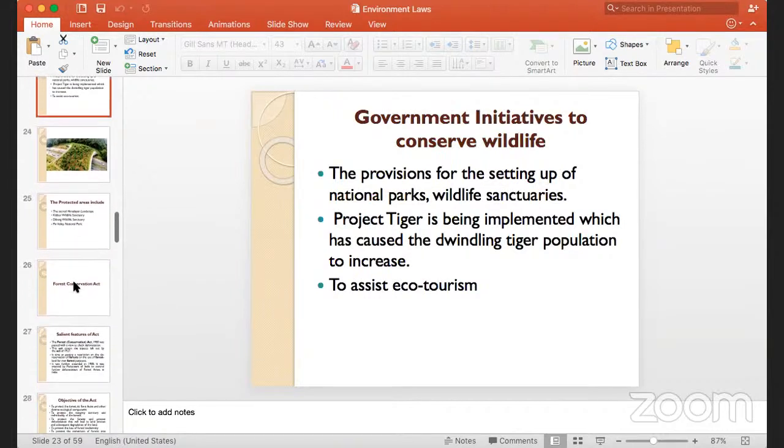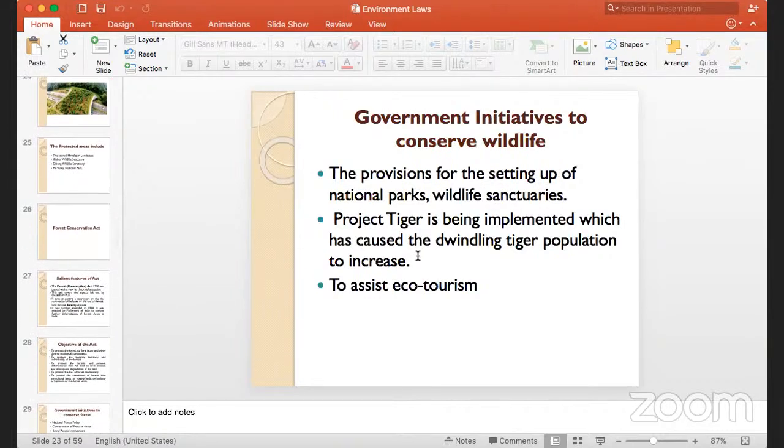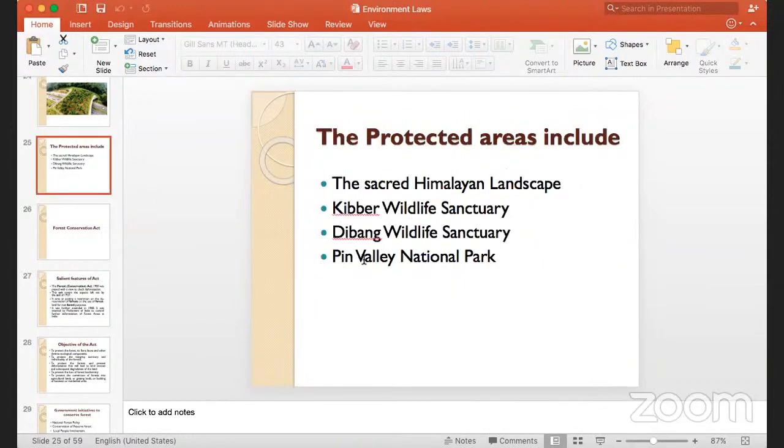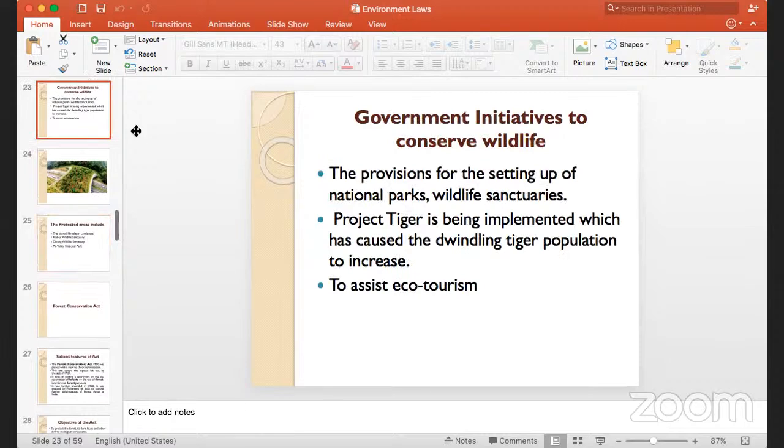Some initiatives started under this act are, of course, Project Tiger and Project Elephant. Then we have a wide network of national parks and wildlife sanctuaries in our country. All of these have been legally established under the Wildlife Protection Act because if anything goes wrong, if there is hunting or illegal agriculture in these national parks, then under this act, the government can take action.